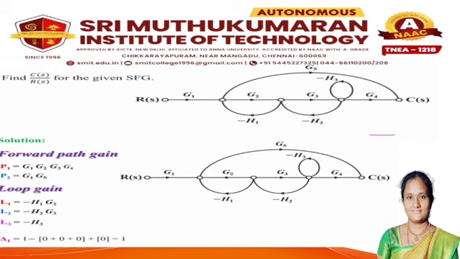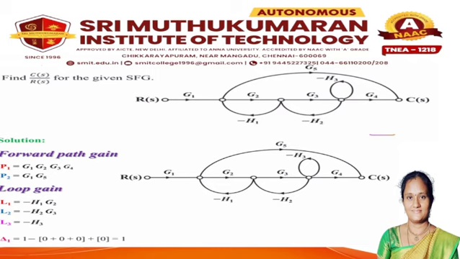Then 3 to 4, 4 to 3. This is the second individual loop gain. L2 is equal to minus G3 H2. Then the third individual loop gain is 4 to 4. So L3 is equal to minus H3.